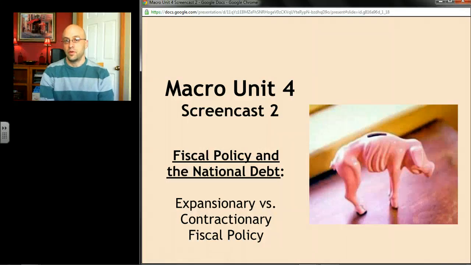Well, if there's an important screencast out of all the ones in this unit, this might be the one, because this is the basics about how fiscal policy works and what kind of fiscal policy the government, Congress, and the president together use to try to manage the economy.